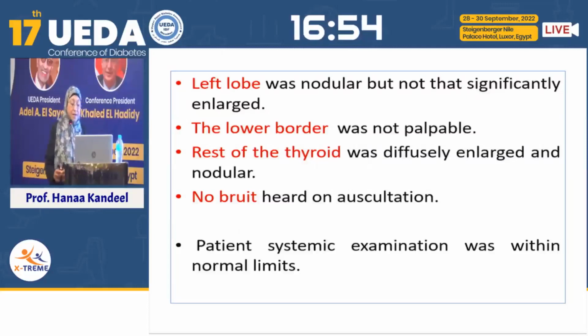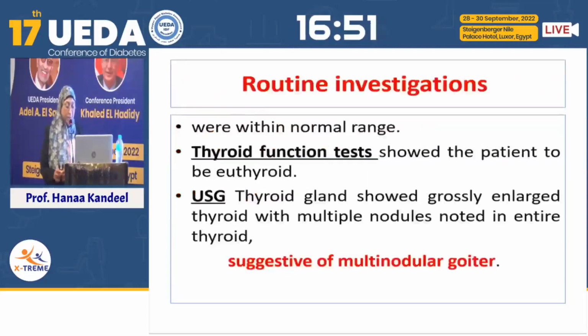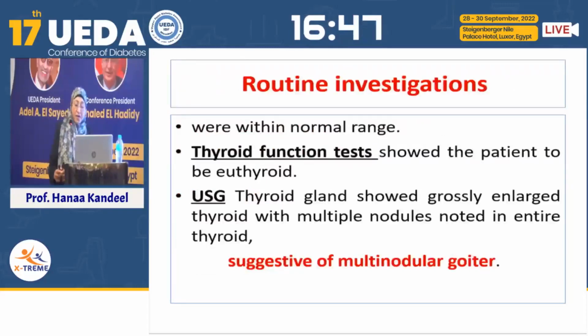The patient's systemic examination was within normal. By routine investigation, everything was within normal range. And regarding thyroid function, the patient was euthyroid, and by ultrasonography, the thyroid showed a grossly enlarged thyroid with multiple nodules noted in the entire thyroid. And from this history and the examination, this denotes that the patient has multinodular goiter.